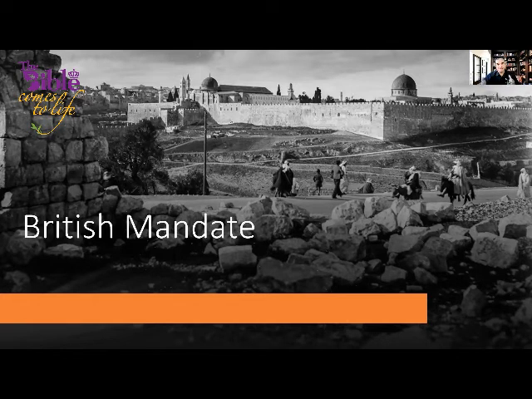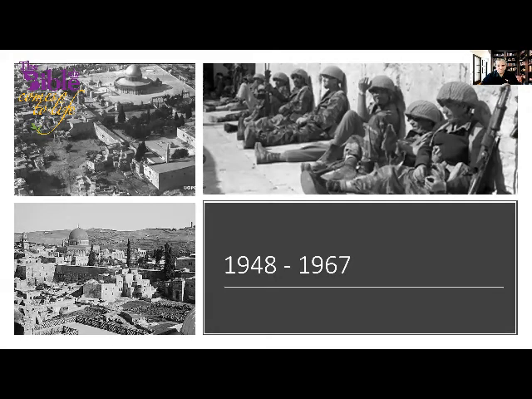the entire inhabitants of the city back then was less than 20,000 people. Most of them were Jews, by the way. Most of the city, which is right here, the Western city, most of it was Jewish. Israel lost the old city in 1948. We'll talk about this in a second.